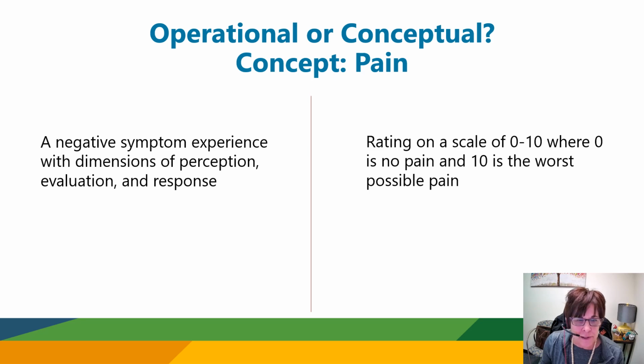All right, another one. Your concept is pain, a negative symptom experience with dimensions of perception, evaluation, and response. Operational or conceptual? And then rating on a scale of 0 to 10, where 0 is no pain and 10 is the worst possible pain. That is a clear measurement. We do that, we ask our patients that all the time. So that is operational, whereas the first one is a clear definition. So that is conceptual.